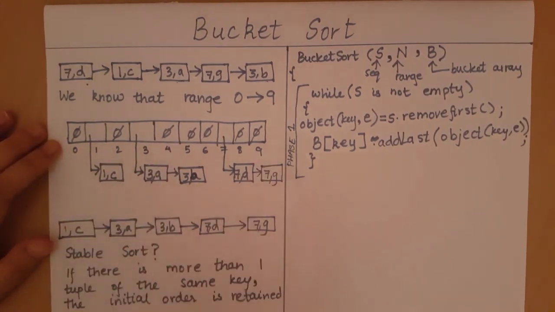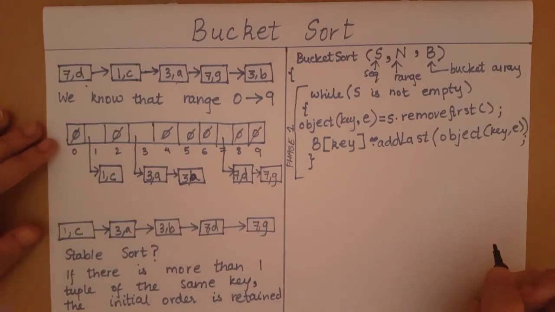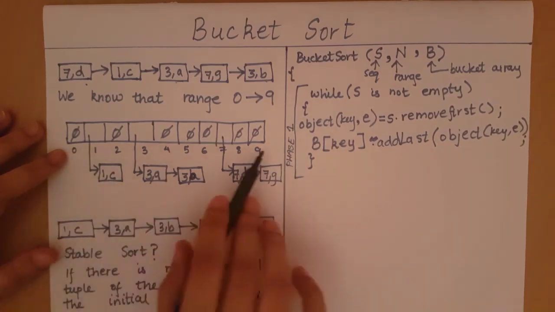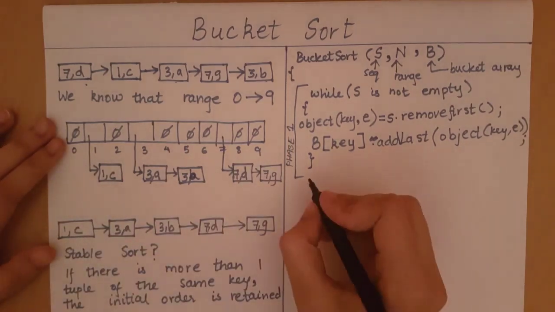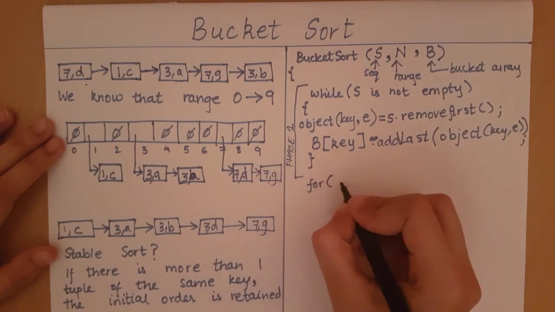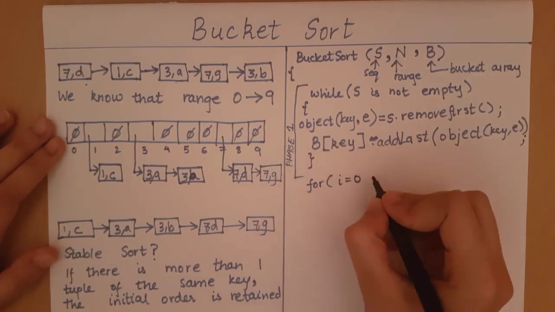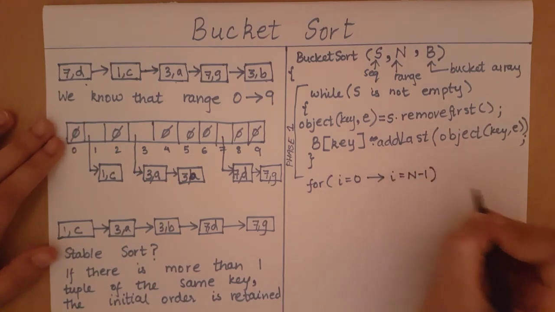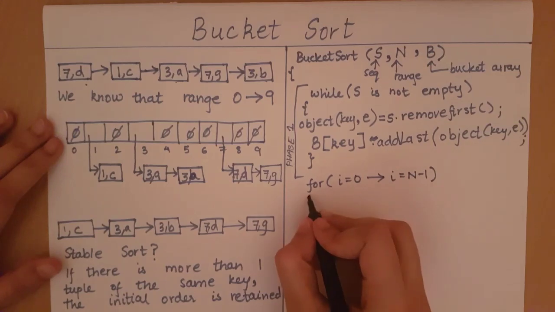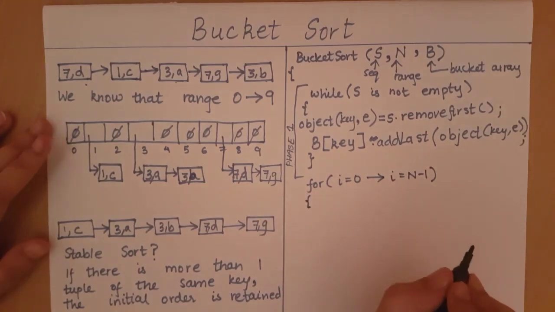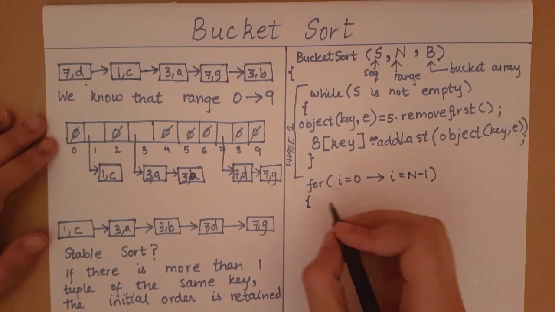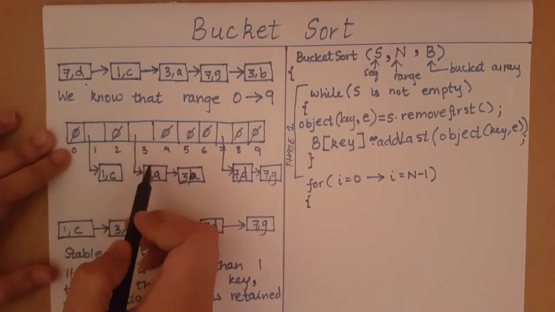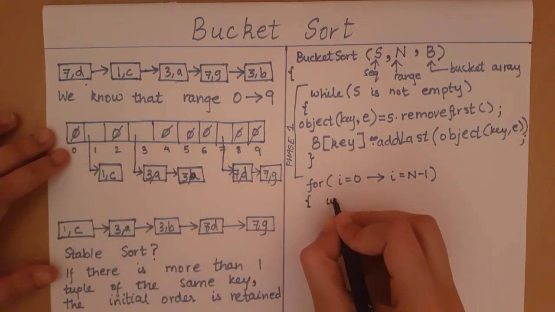So now we have to traverse the bucket array. To traverse the bucket array, we need to go from 0 all the way till our range, because the bucket array will be the size of our range. So let's go for I starts at 0 and I ends at n minus 1. Now, what will we do? We have to empty out each of these indexes.